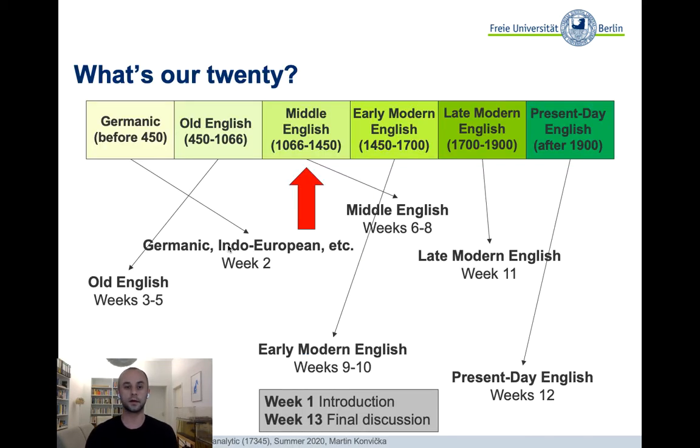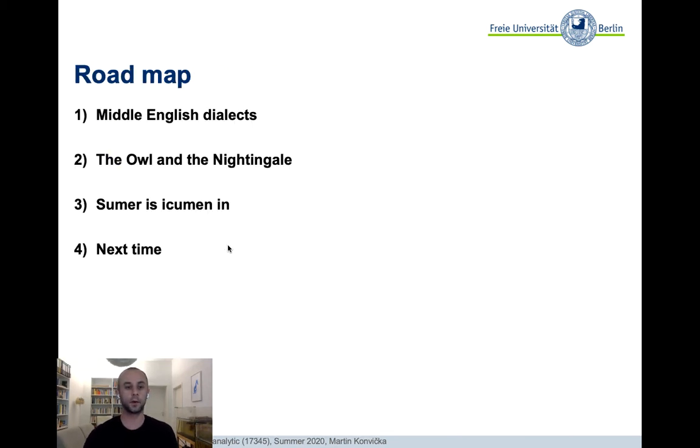In this session, we're going to discuss the second part of our Middle English block. In this part, we're going to focus on Middle English dialects. We're going to illustrate the different dialectal features of Middle English using the Middle English text, the Owl and the Nightingale. And after that, we're going to listen to a Middle English song to cheer you up in these weird times of Corona crisis. And finally, I'm going to tell you what we're going to do next.